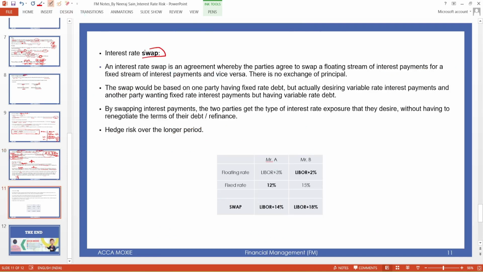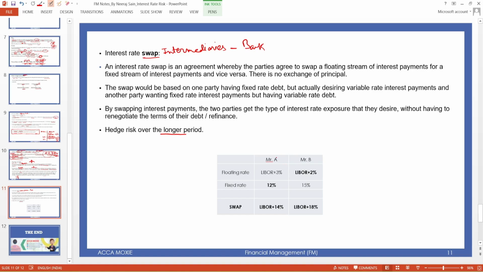Next is the swap. Interest rate swap. Okay, an interest rate swap is used for the long-term hedging of the risk. If you want to hedge the risk for the long term, then you have to use a swap. In this swap we cannot do it by ourselves, but the intermediary who does the swap is generally the bank. So I will explain this by using this diagram, this table.